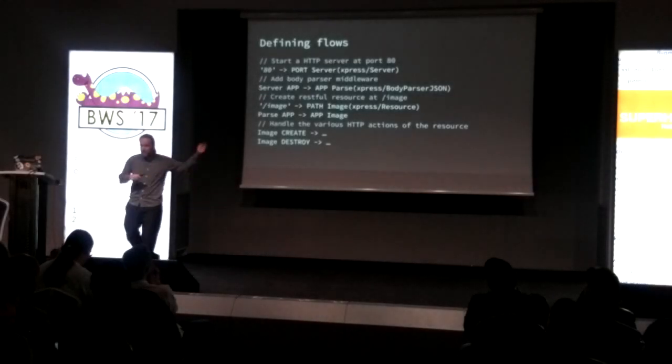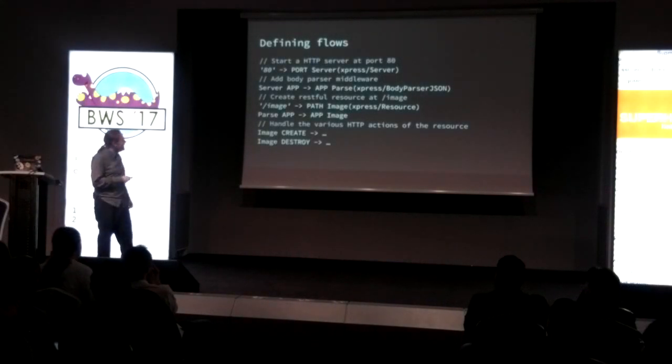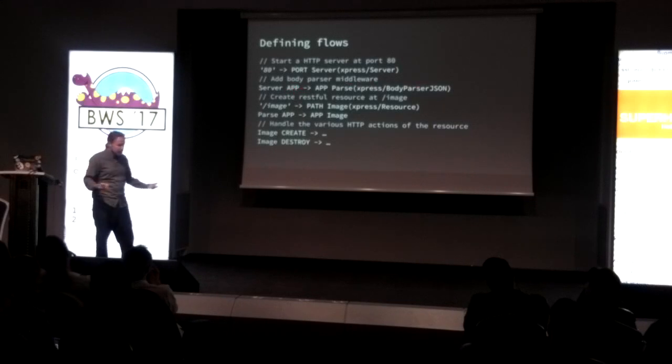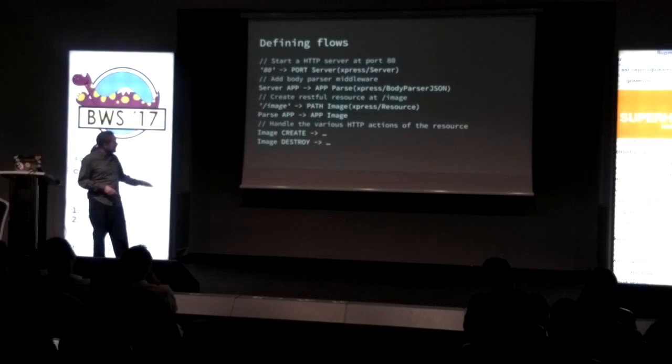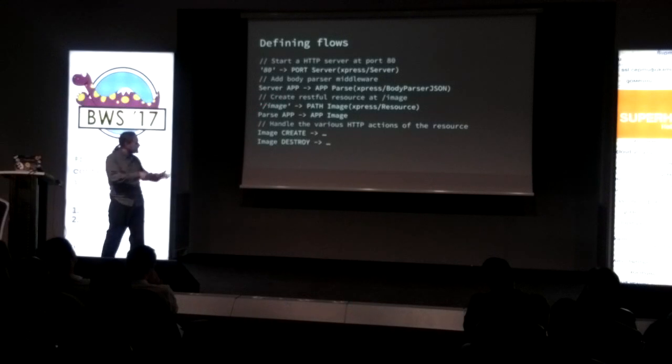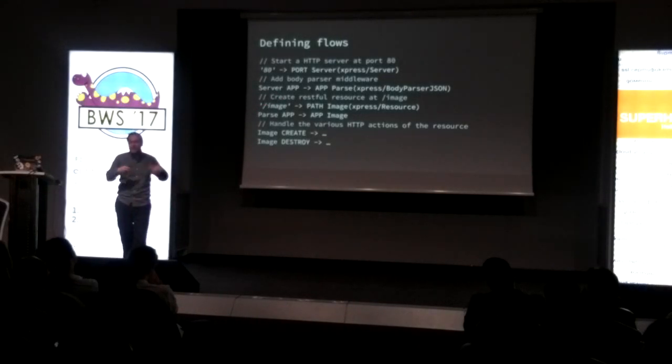So that's all that we need to build a web server. And then we send the application instance from that to a middleware, so we can do some stuff like that. And then here we mount the resource to an image, /image, and that's it. That's basically what we need to do to build a REST API.